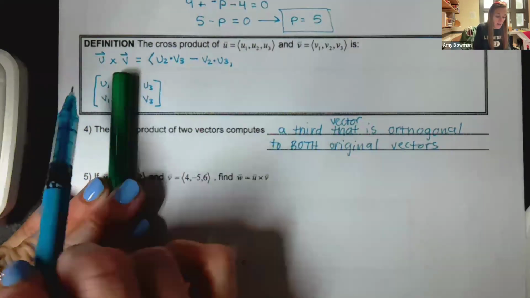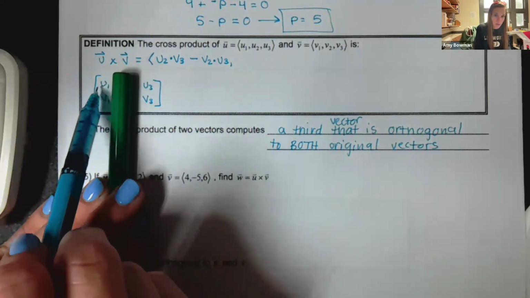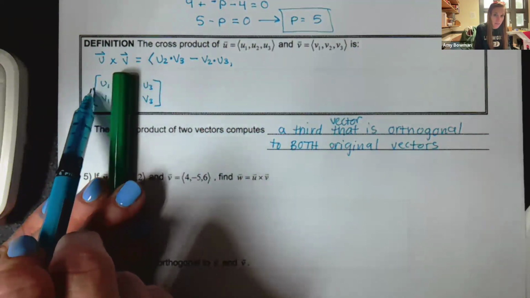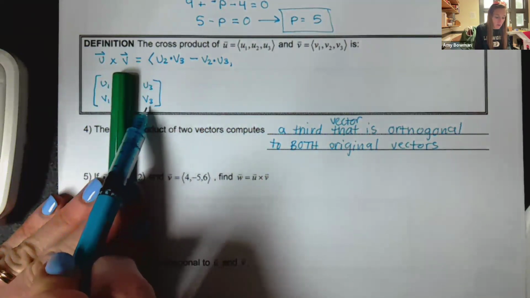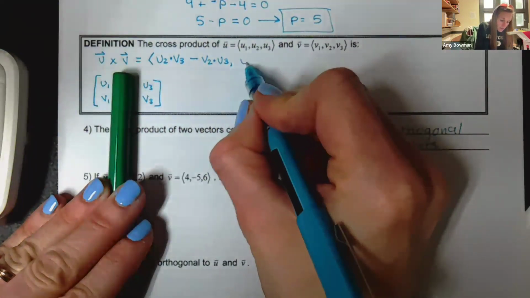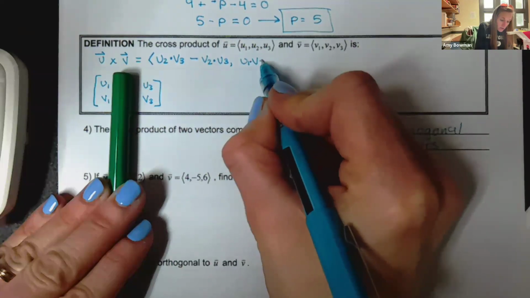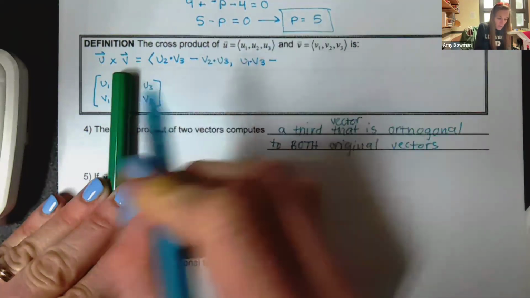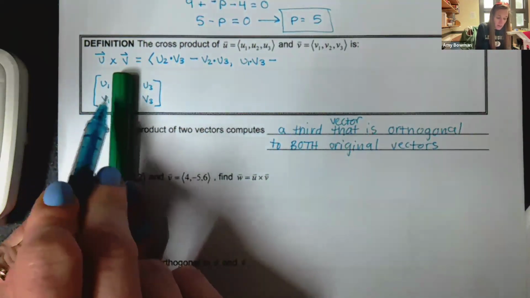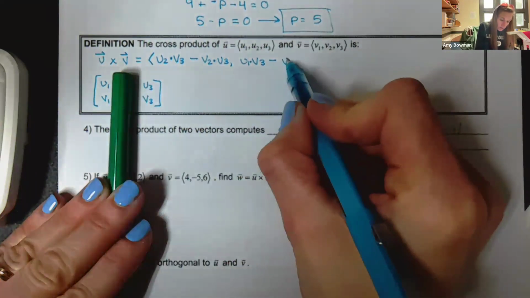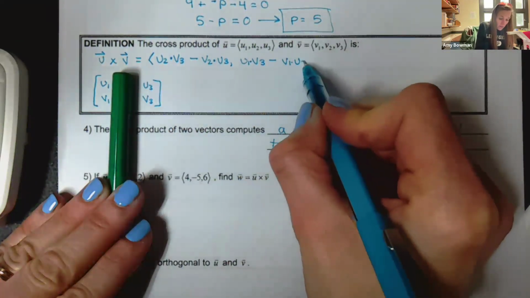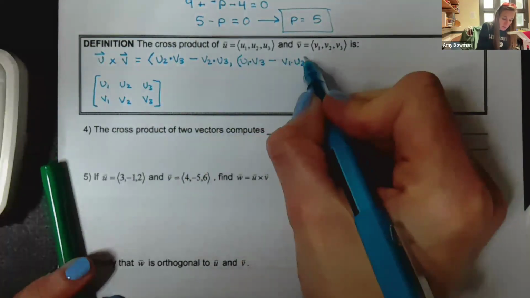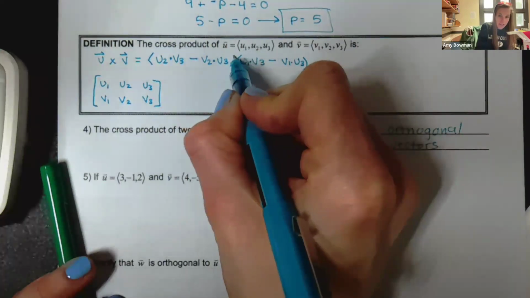Then you would have the same process. I would take u1 times v3. You always start in the top left and take the product with the opposite below. So u1 times v3, and subtract the other cross product, v1 times u3. The only difference with this middle one is that the middle result is always negated.